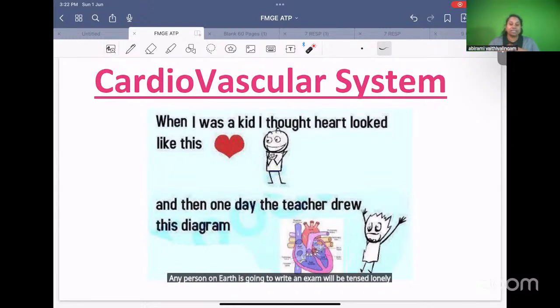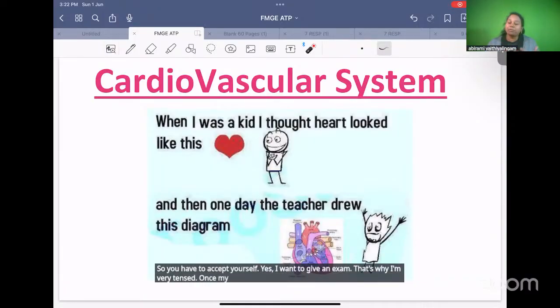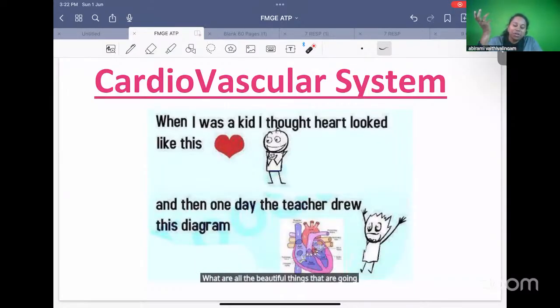You give yourself acceptance. You have to accept yourself. Yes, I'm going to give an exam, that's why I'm very tensed. Once my exam is done, I'm going to pass my exam, and I'm going to be the happiest person. So fix your framework like this, and fix in your mind all the beautiful things that are going to happen to you once your exams are over and you pass your exams.